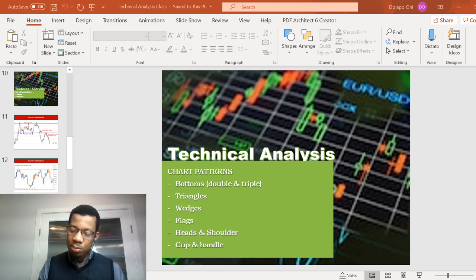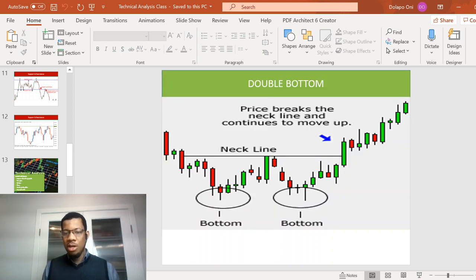The first one, which is pretty much the most obvious, because it bounces off a support, is what we call the bottom. There are double bottoms and there are triple bottoms. Double bottoms or triple bottoms are points when prices will bounce off a support twice. Now, it is a sign of an upward trend. So when a double bottom happens in the market, it is usually a sign that the market is about to head in the opposite direction.